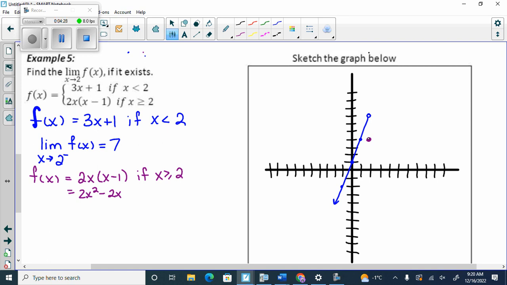Let's fill in a 3. 2 times 3 is 6. 3 minus 1 is 2. 6 times 2 is 12. It don't fit.